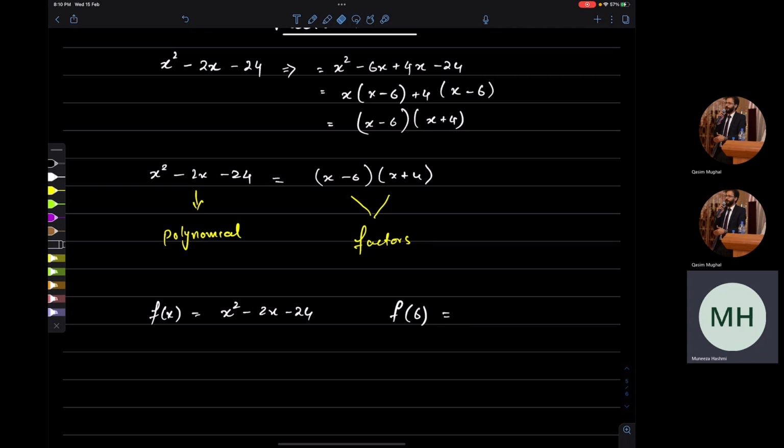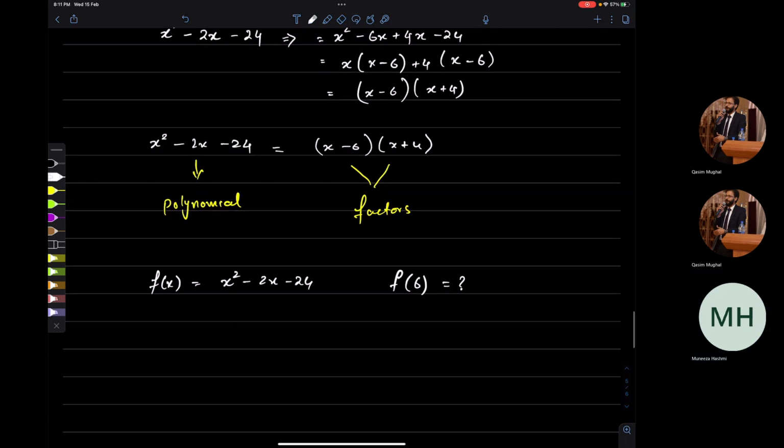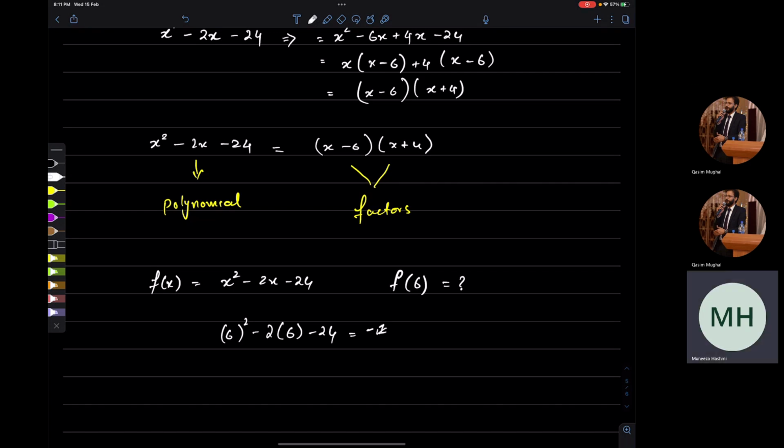So you think 6 squared minus 2 times 6 minus 24 equals -1? Oh no, it's 0. I put in 25 instead of 24. Okay, so that is 0. Now that's a very important point here. We're coming to this point.